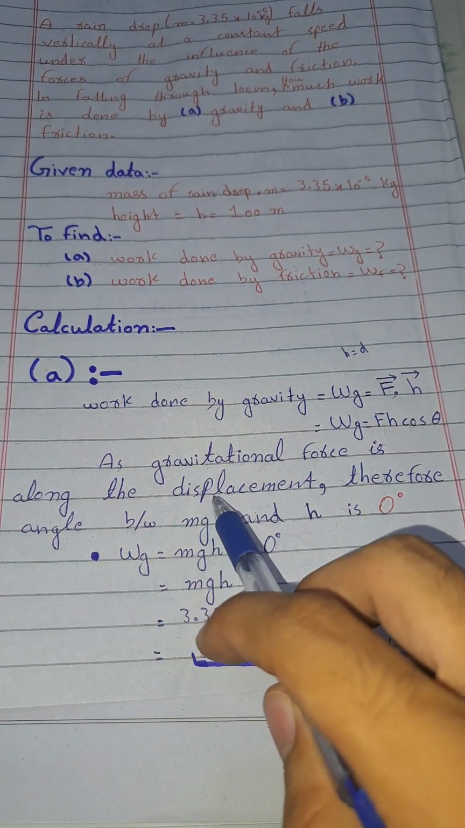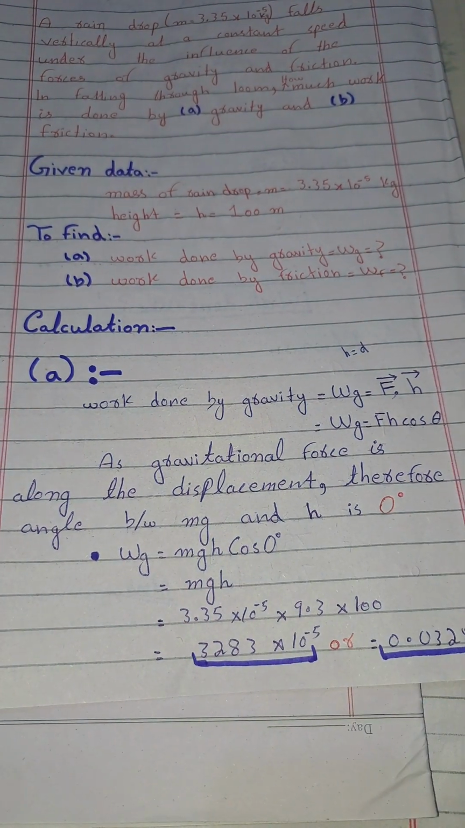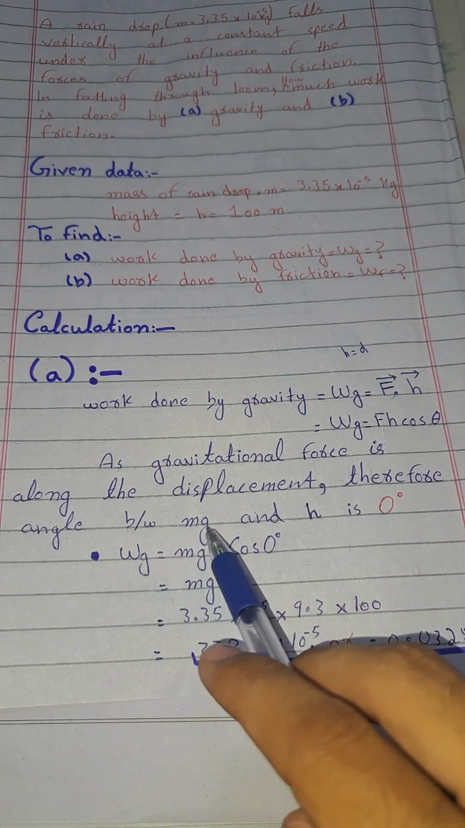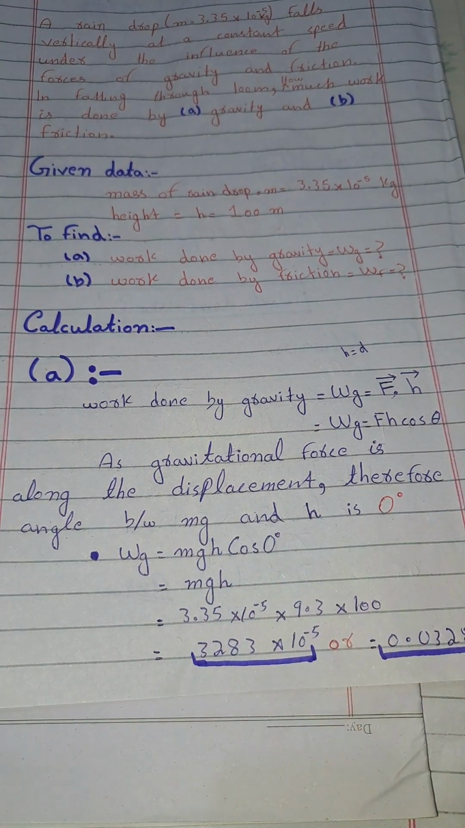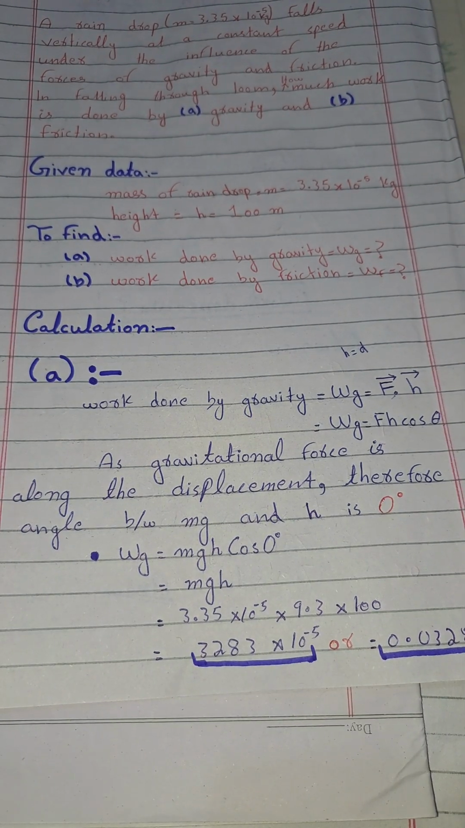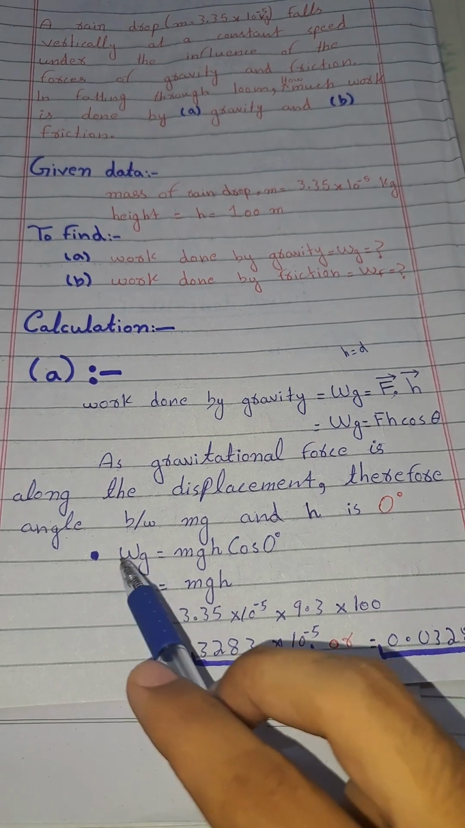Gravitational force is along displacement because displacement is downward due to gravity, downward to the earth, and gravitational force is acting in the same direction. Gravitational force is downward and displacement is also downward toward the earth. Therefore the angle between mg and h is 0. As you know, if both are in the same direction, the angle will always be 0.